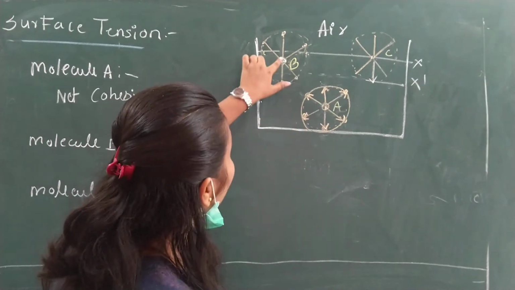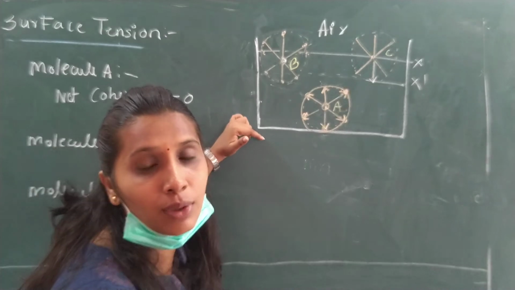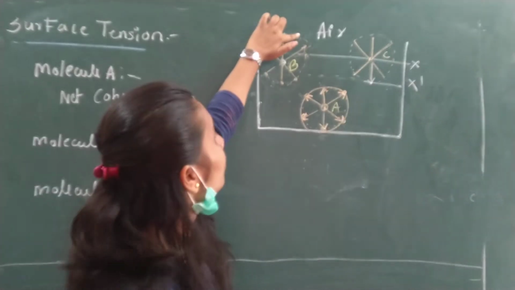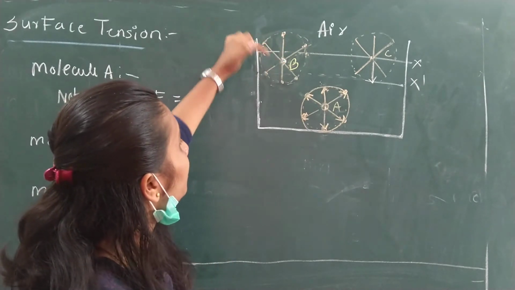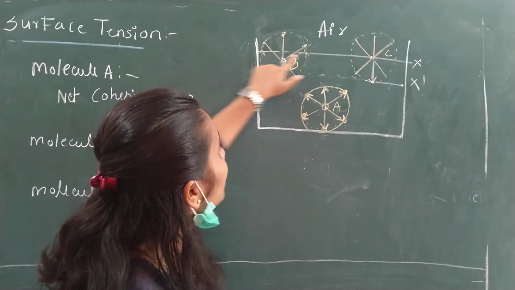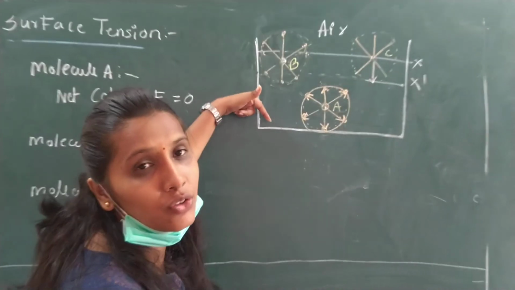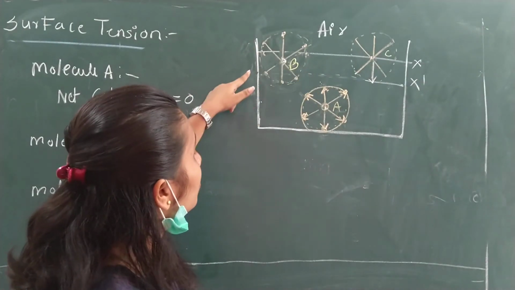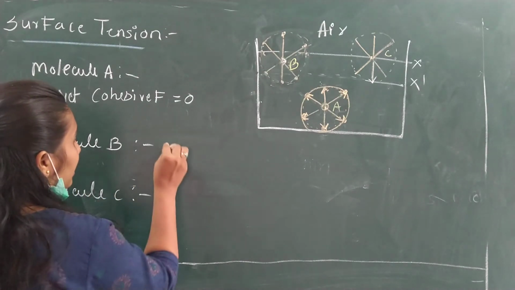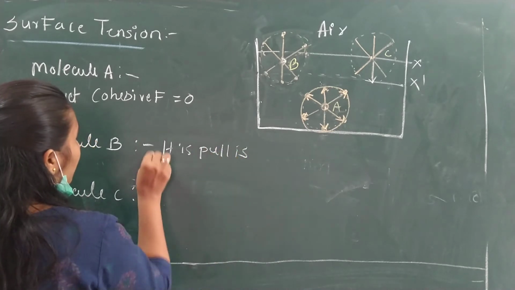And so obviously this molecule B will try to pull in downward direction because cohesive force in this case is greater than adhesive force. So this molecule B will be attracted in downward direction. It will try to minimize the surface area. It will try to pull in downward direction because of this cohesive force. So here about molecule B, we can say that it is pulled in downward direction.